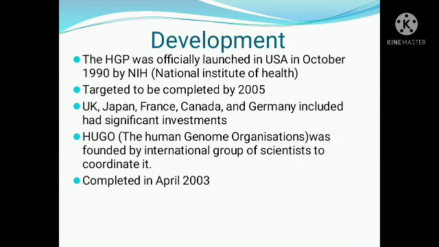And they identified researchers or scientists from various groups, and they formed an association, the Human Genome Organization, and this project was conducted in different countries in a coordinated manner, and it was completed in April 2003. Before their target, they could complete it. So this is the development of the Human Genome Project.